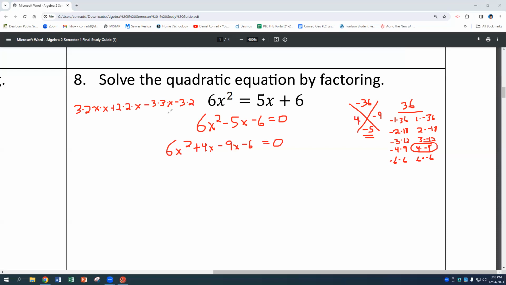Okay, so really if we factor everything, this is what it's going to look like. 3 times 2 times x, that's 6x squared. 2 times 2 times x is 4x. Minus 3 times x, and then minus 3 times 2.